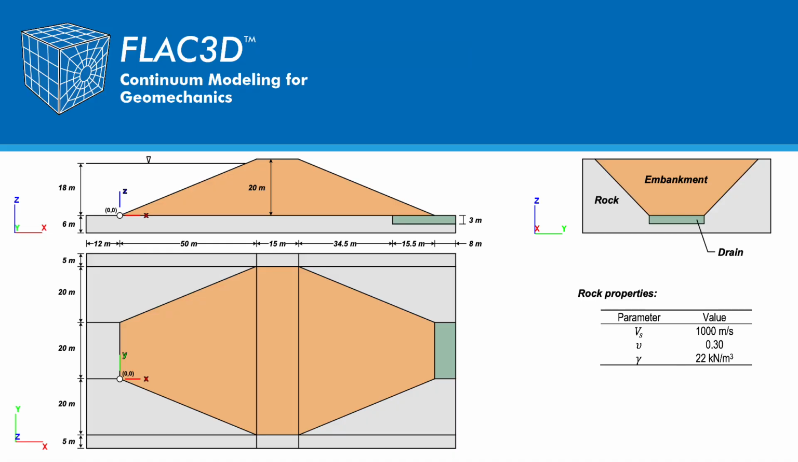The additional geometric complexities that will be modeled in FLAC3D are highlighted here. In this new model, the crest width of the dam will be 3 embankment heights, and the channel width will be a single embankment height. The adjacent rock foundation will be modeled with 6 meters of foundation rock below the embankment and 5 meters of rock abutments to the right and left. Properties for the rock are provided here.